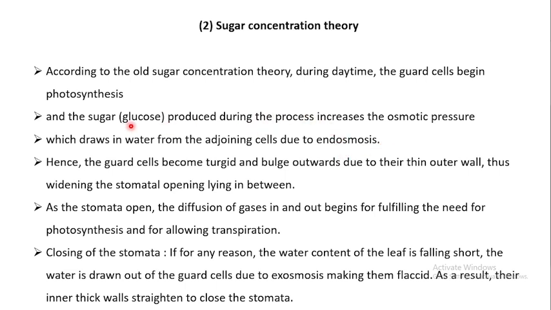Because glucose is produced, the guard cells become more concentrated in glucose and less concentrated in water. So water will move from high concentration to low concentration, easily and without the use of energy. Hence the guard cells become turgid and bulge outwards due to the thin outer wall, thus widening the stomatal opening lying in between. Is that clear to you?